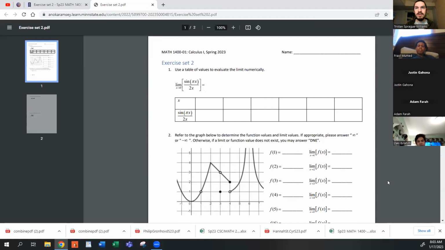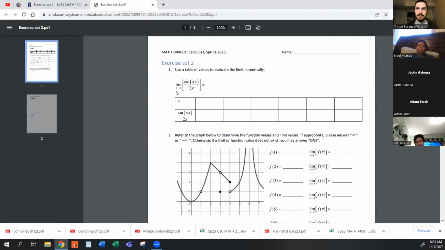So some of what's on here is stuff we've already done, right? So this is like evaluating this limit numerically. So you can use a calculator. I've given you a little table of values, 1, 2, 3, 4, 5, 6. You can choose exactly what values to pick, but I want you to do 6 of them.